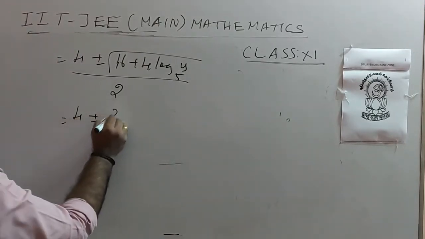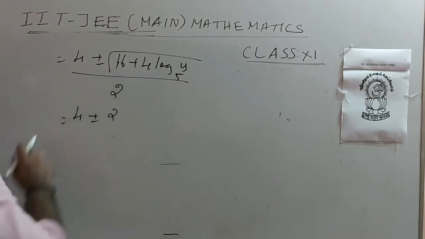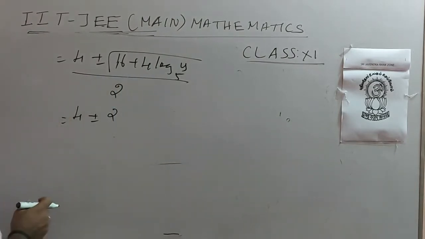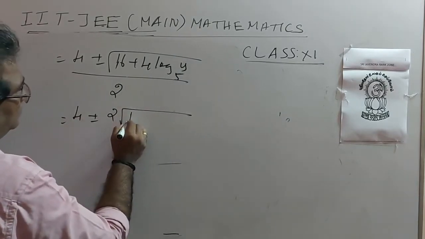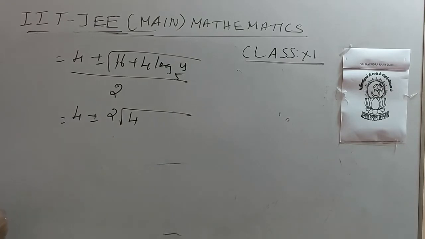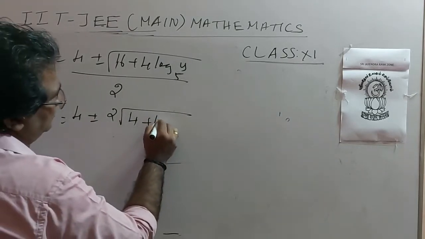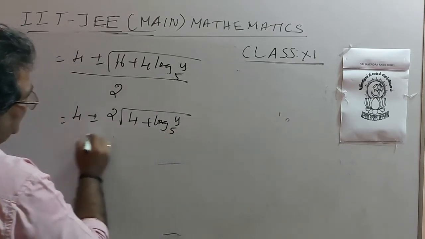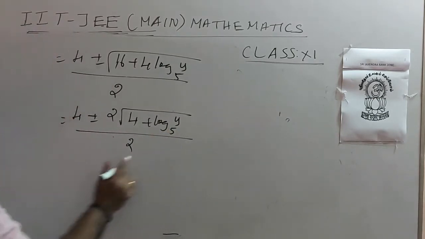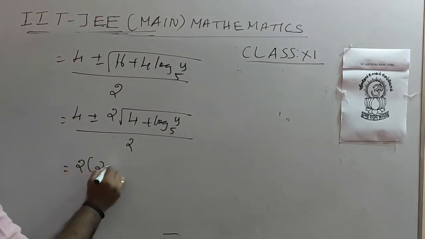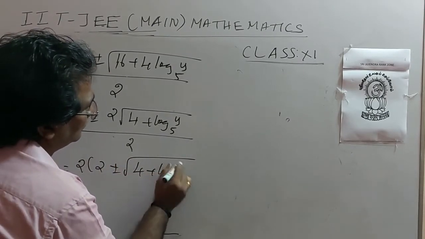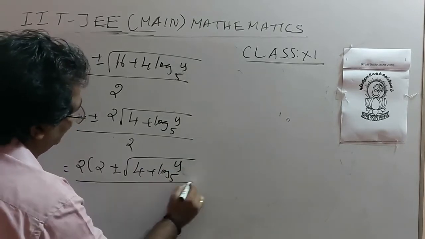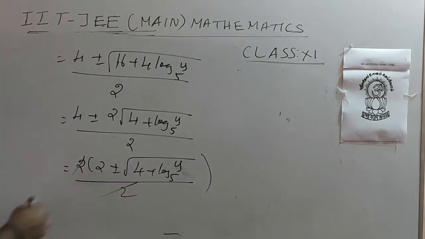4 plus or minus root of 16 plus 4 log y to the base 5. Here we can take 4 in common, and when you bring it outside the root, it becomes 2. That is 2 times root of 4 plus log y to the base 5, whole divided by 2. So 2 plus or minus root of 4 plus log y to the base 5, and the 2s will be cancelled.